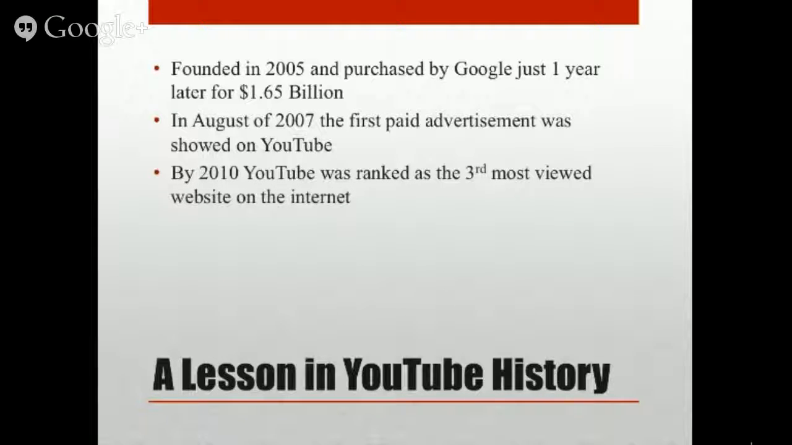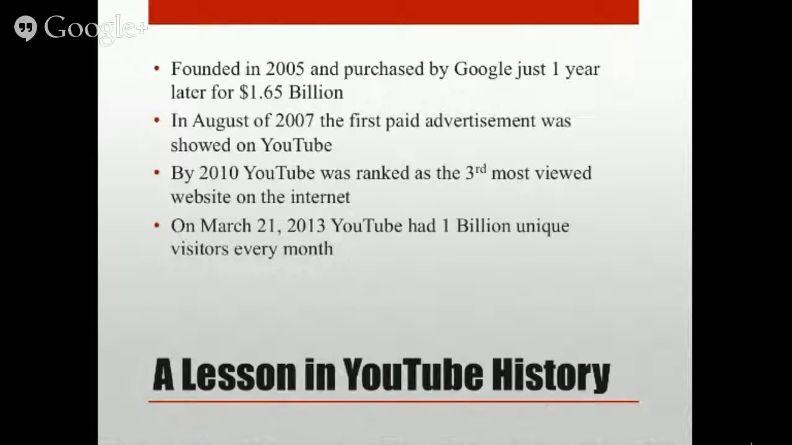So by 2010, YouTube was ranked by Alexa the third most viewed website on the internet. And that was second only to Google and then Facebook. So there's Google, Facebook, YouTube. So that's a ton of traffic. In fact, on March 21st, 2013, YouTube hit 1 billion unique visitors every single month. Now, that number is huge. A billion people is a ton.